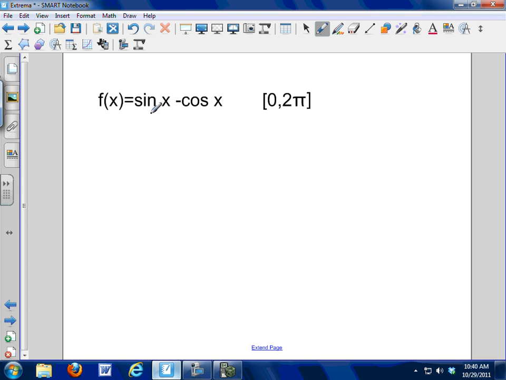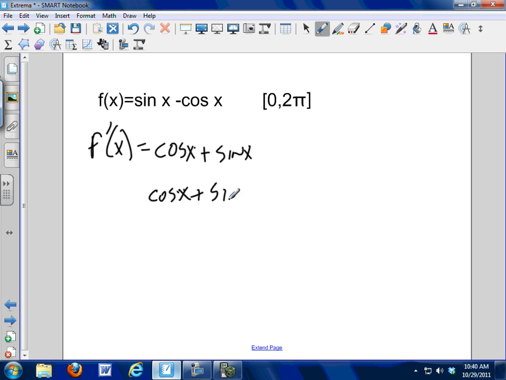All right, so now sines and cosines, those are the next ones. Remember, those aren't going away either. So f prime: derivative of sine is cosine. Derivative of cosine is negative sine, so it's plus sine. Okay, I need to find my critical number, so I need to find when the cosine of x plus the sine of x is equal to 0.